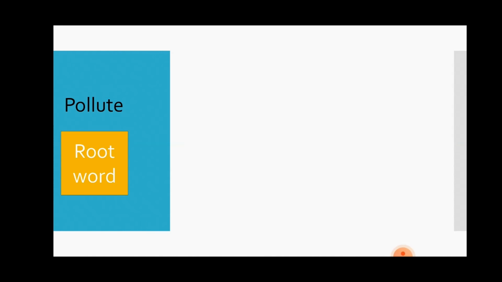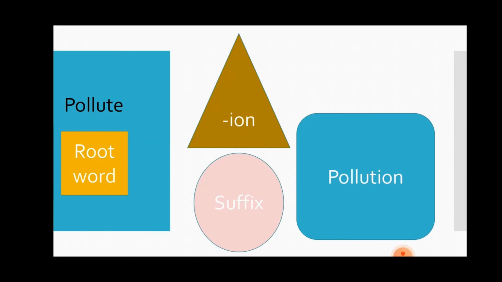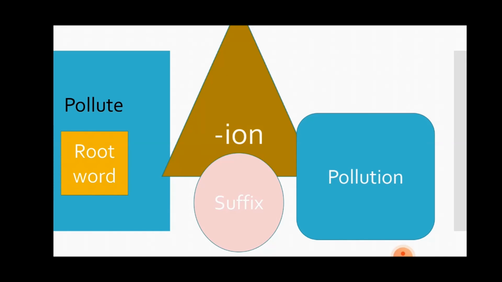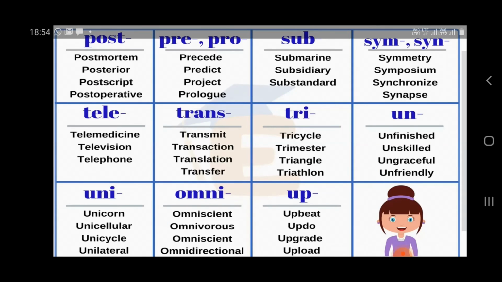pollute. Okay, it's a root word or a base word. ION is a suffix. Okay, and now you just add ION with pollute and you get the word pollution. Okay, and you have many words here: postmortem, posterior, postscript, post-operative, precede, predict, project, prologue, submarine, subsidiary, substandard, symmetry, symposium, synchronize, synapse, telemedicine, television, telephone, transmit, transaction, translation, transfer, tricycle, trimester, triangle, triathlon, like marathon, unfinished, unskilled, ungraceful, unfriendly, unicorn, unicellular, unicycle, unilateral, omniscient, omnivorous, omnidirectional, upbeat, updo, upgrade, and upload.